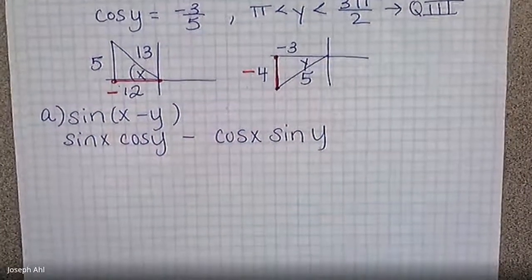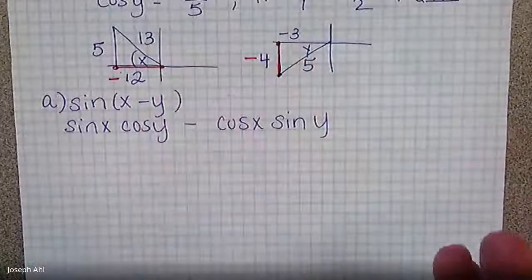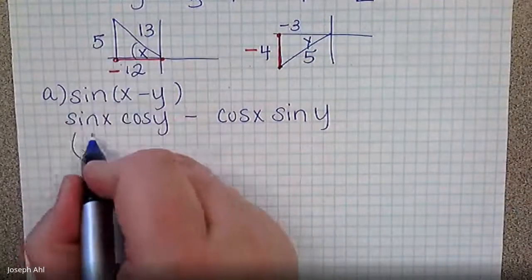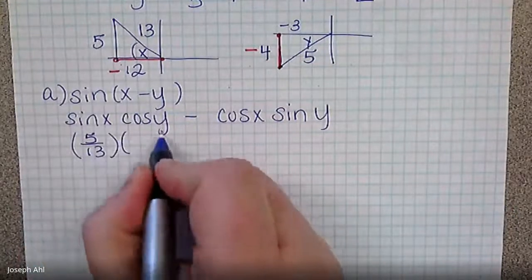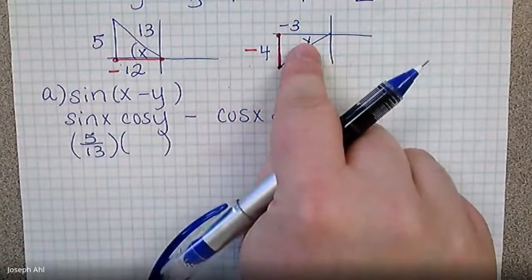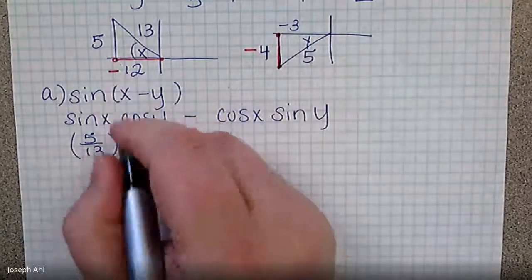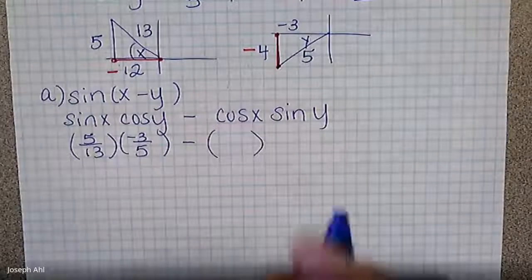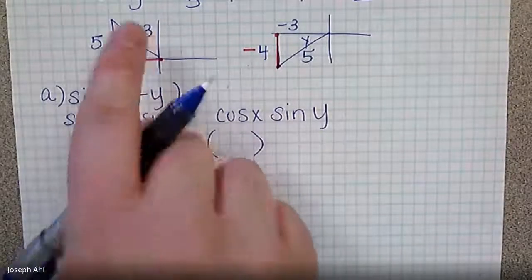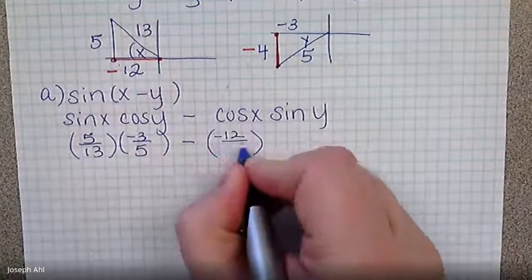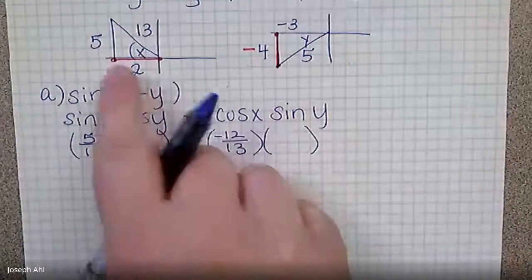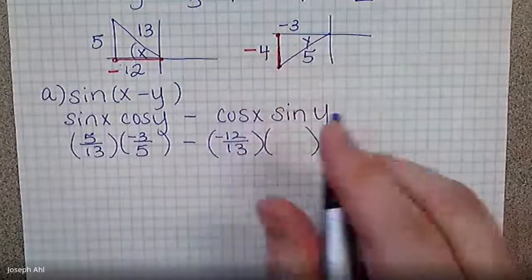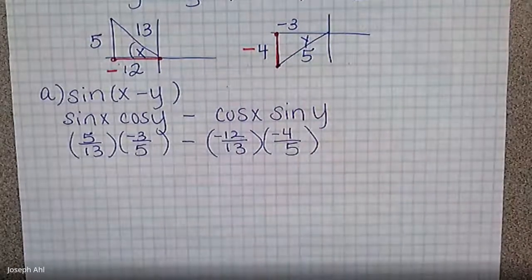Okay, now that I have these pictures drawn here, I really don't need any other information from the top. Sine of x would be opposite over hypotenuse, 5/13. Cosine of y, make sure you go to this triangle with y, adjacent over hypotenuse is negative 3/5. Minus cosine of x. Cosine of x is negative 12/13, adjacent over hypotenuse. Sine of y, come back over here, opposite over hypotenuse, negative 4/5.